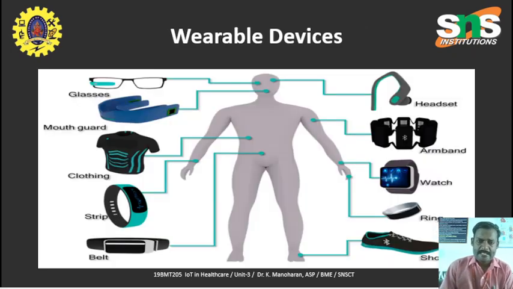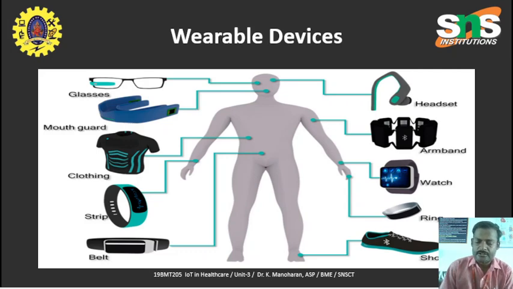Look at these examples of different wearable devices. If you take glasses, we have smart glasses. So it becomes IoT-based smart glasses. Look at this mouth guard. We have smart mouth guards using IoT. Clothing, we have smart clothing. It is also a smart wearable device.